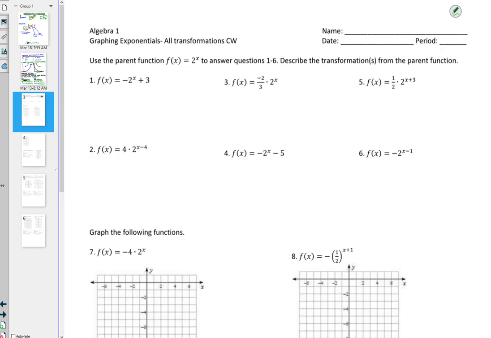All right, we're going to start some examples, and we'll do this for the next 2 days. Use the parent function of f of x equals 2 to the x to describe the transformations. It doesn't look like this is going to be too important here, but just so we get in the habit of it, if that is the parent function, what type of exponential function is this? Because there's 2 types of exponential functions. Which type would this one be?